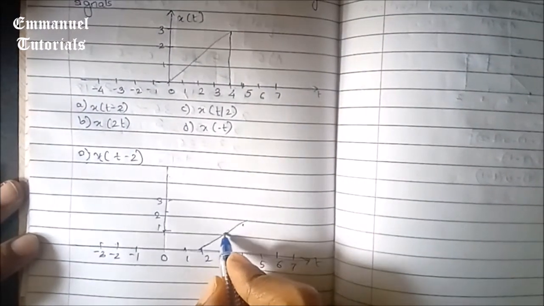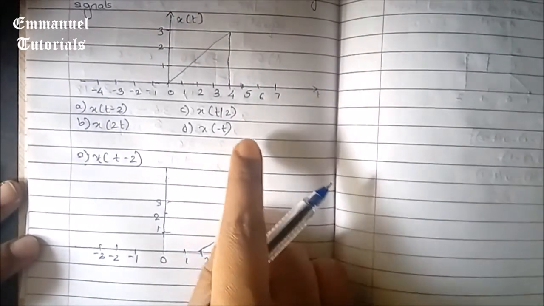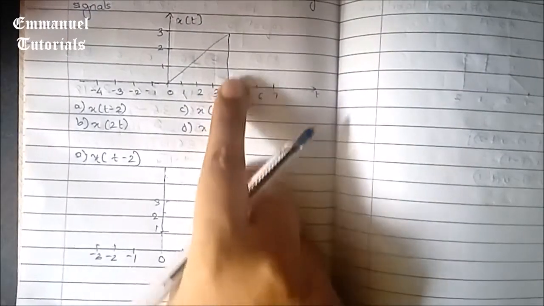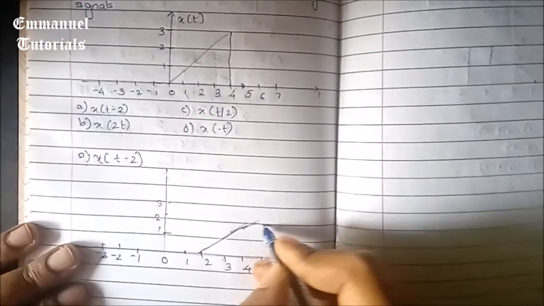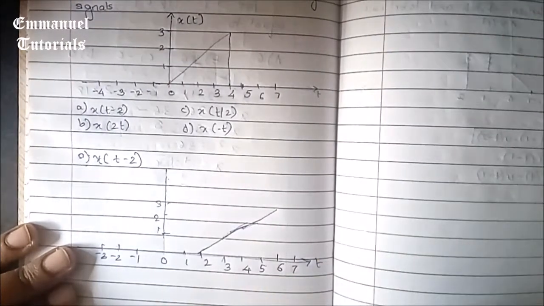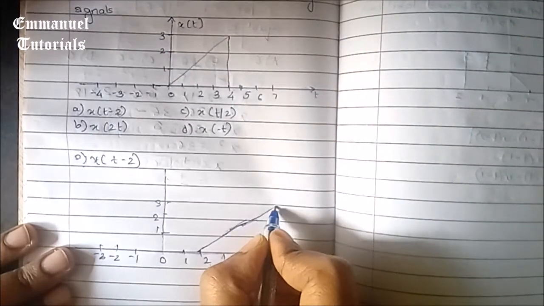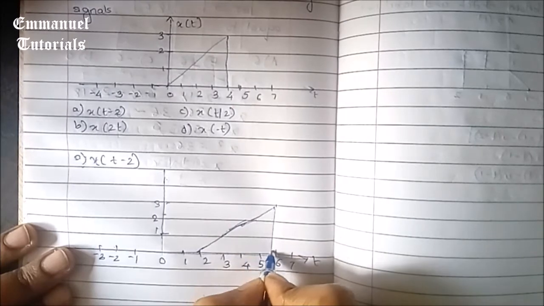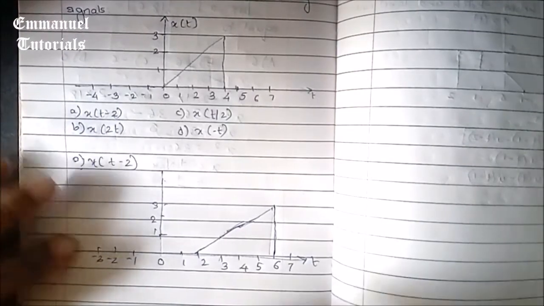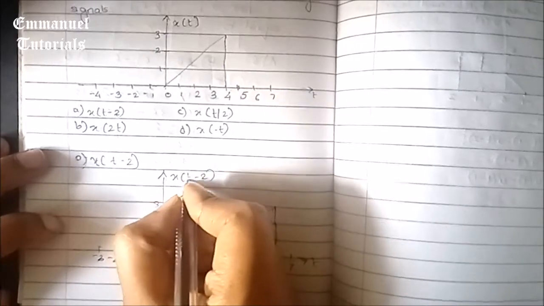So we can just decrease the slope here, and the signal at 4 will appear at 4 plus 2, which is 6, and at 6 the amplitude will be 3. And then we can complete the signal because there does not exist anything after 4. So this is x of t minus 2.